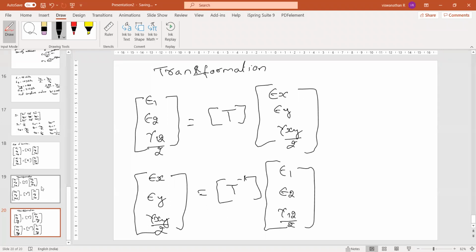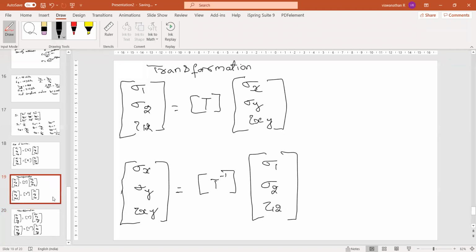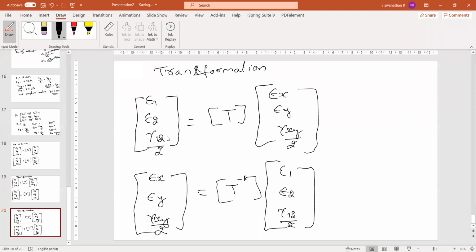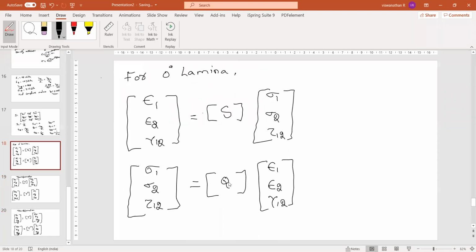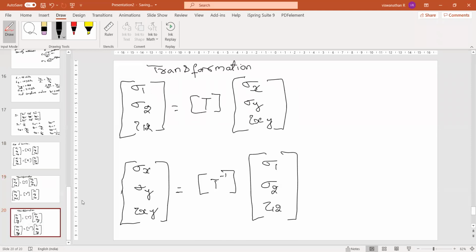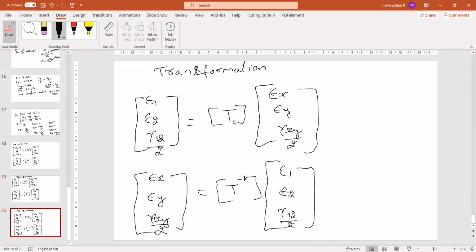So what is the difference between the stress thing and the strain thing? In the strain thing, this gamma 1 2 by 2 will come. Gamma xy by 2, gamma 1 2 by 2. This will come only in the transformation thing, not in the compliance or reduced stiffness. Just take care of this. I'm not doing the derivation of why that by 2, but just take care when you're writing the transformation and inverse transformation matrix for the strains. For the strains alone, take care of this by 2 over here.